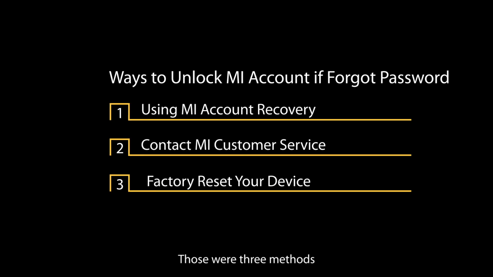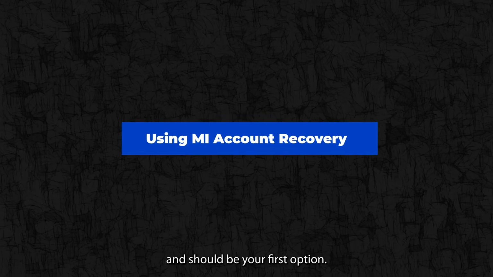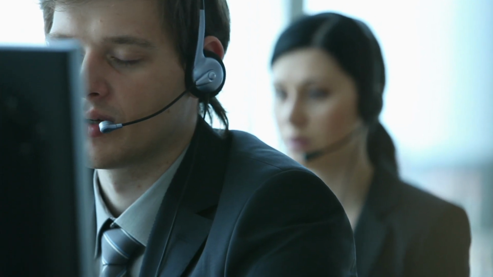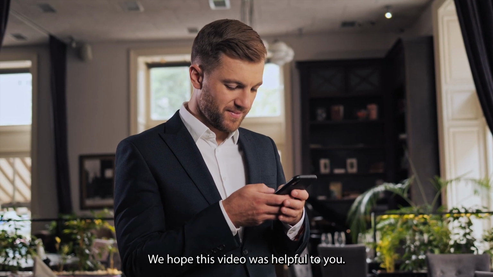And that's it. Those were 3 methods to unlock your MI account if you've forgotten your password. The first method is the easiest and should be your first option. If that doesn't work, you can try contacting MI customer service or performing a factory reset on your device. We hope this video was helpful to you.